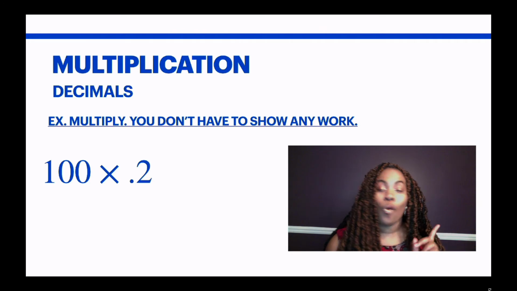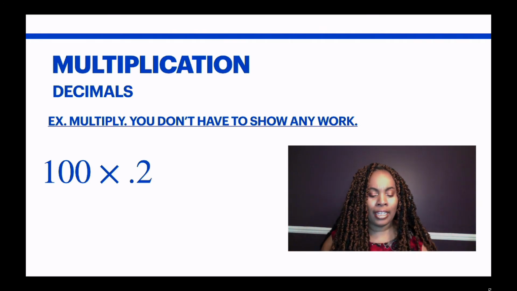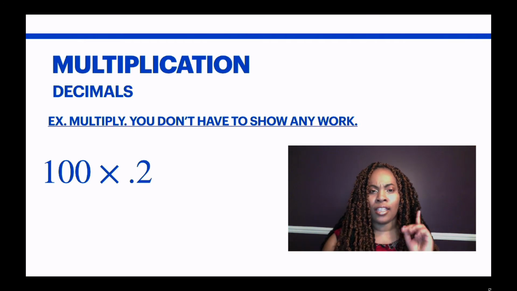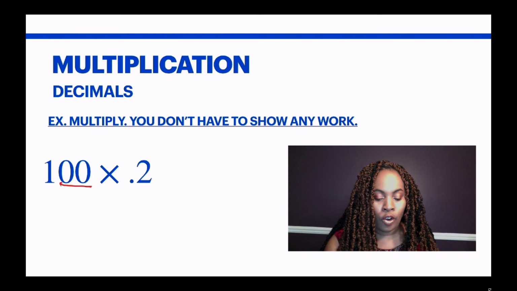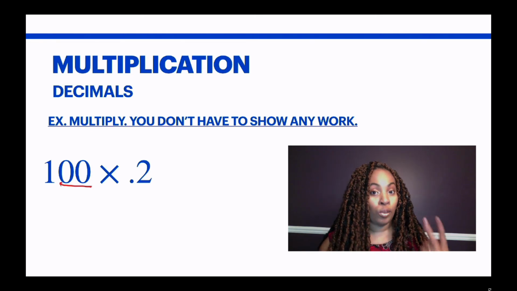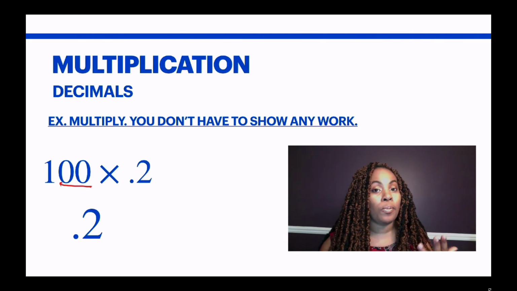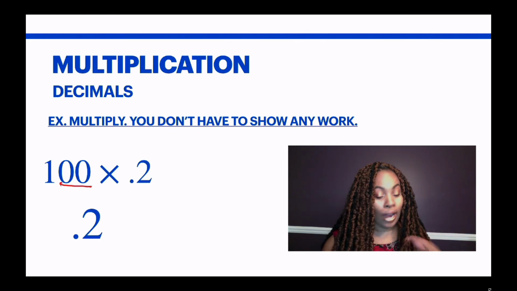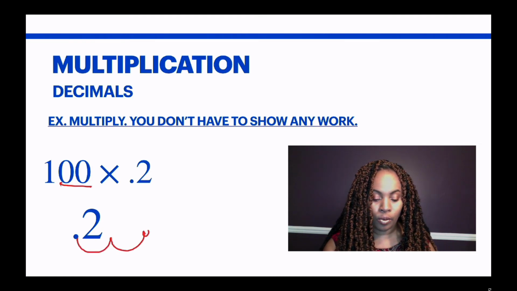Now we have 100 times 2/10. So, again, same type of process. Let's go on in and count the amount of zeros that are in 100. There are 2. There's 2 zeros in the number 100. So, we're going to take our 0.2 and we're going to move our decimal place 2 places to the right. So let's go. 1, 2. The decimal place goes here.